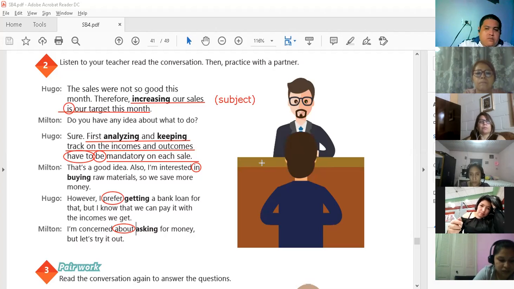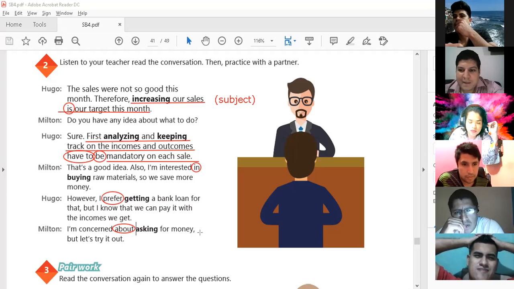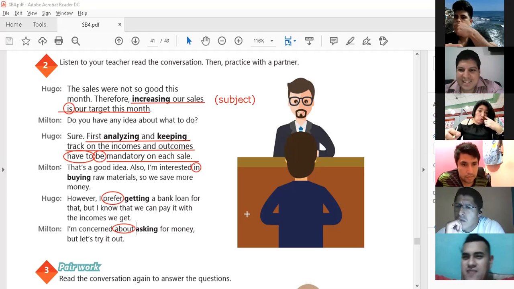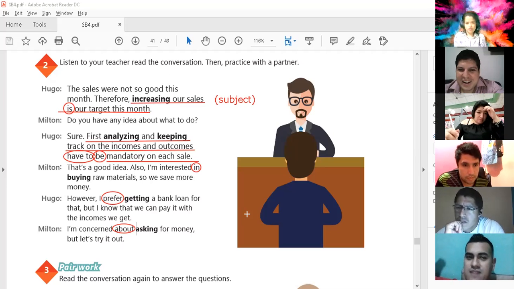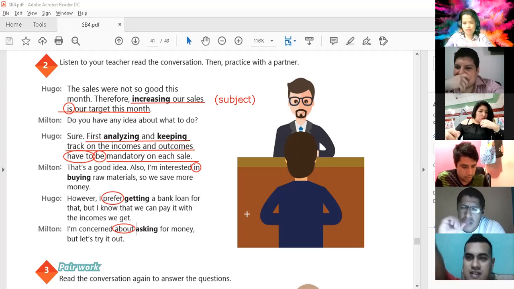Okay. Now, who can tell me about this? Incrementar, analizar, mantener, comprar, obtener, preguntar. ¿Quién me puede decir por qué los ponemos así y no es incrementando, analizando, manteniendo, comprando, obteniendo, preguntando? Porque no sé si tiene que ver algo el present con pasado. Algo que vamos a hacer, pero en el momento, no a futuro, no a largo plazo.